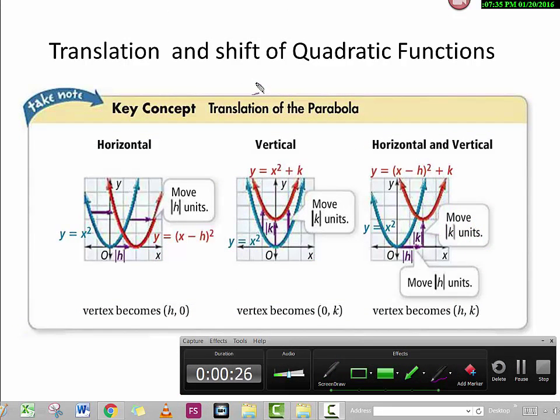Before we learn the transformation of quadratic functions, let's write one more time the generic formula for a quadratic equation in vertex form. So y equals a times x minus h whole squared plus k. Now let's learn the first two transformations of quadratic functions, which are translation and shift. Translation refers to the movement of up and down, and shift refers to the movement of left and right.